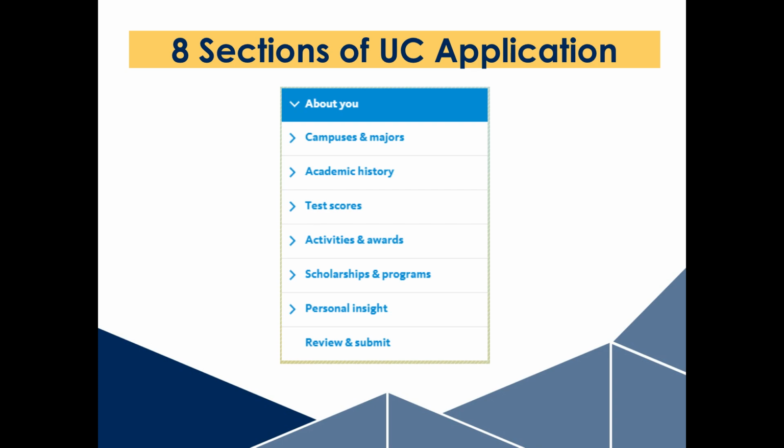Today, there are 8 sections of the UC application. How many of you have actually started the UC application already? Great. Those of you that haven't, you can actually get started on it now. The filing period is November 1st to November 30th, so you want to make sure that it is done by the 30th of November. But there are 8 sections of the application. Again, we're going to focus today more on the activities and awards, and then the personal insight section.